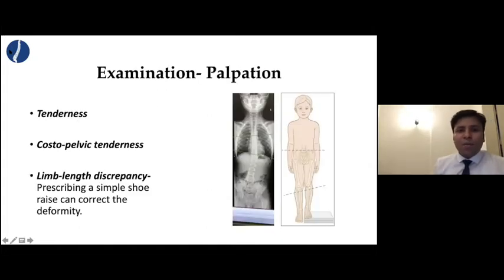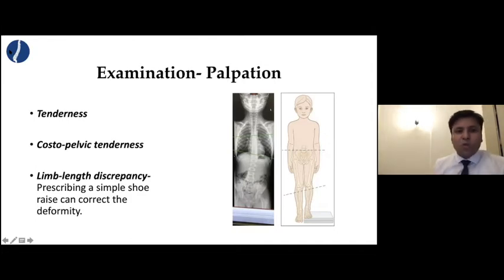Coming on to palpation, look for tenderness. Now, it's very uncommon to find midline tenderness in patients with idiopathic scoliosis. If you find it, think about a vertebral tumor, like osteoid osteoma or osteochondroma. Tenderness can be commonly seen over a big rib hump. That's more because of a muscle imbalance, and it generally tends to be mild.